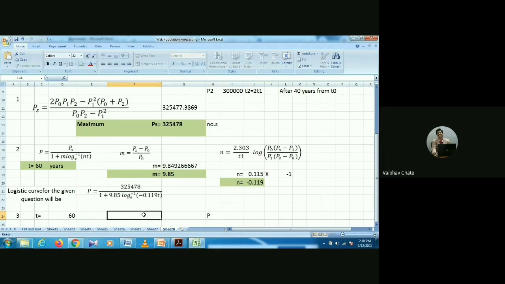That is the population after 60 years. Or else you can say population in the next 20 years after T2. Everything is same, so you do not have to worry about it. Then just write.